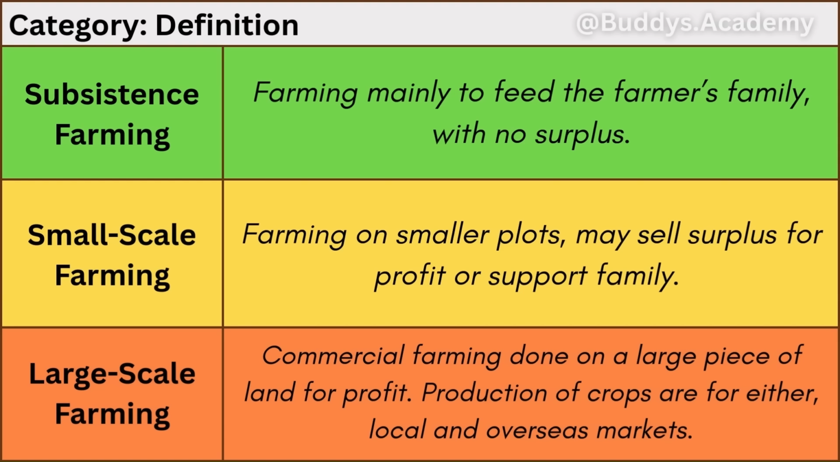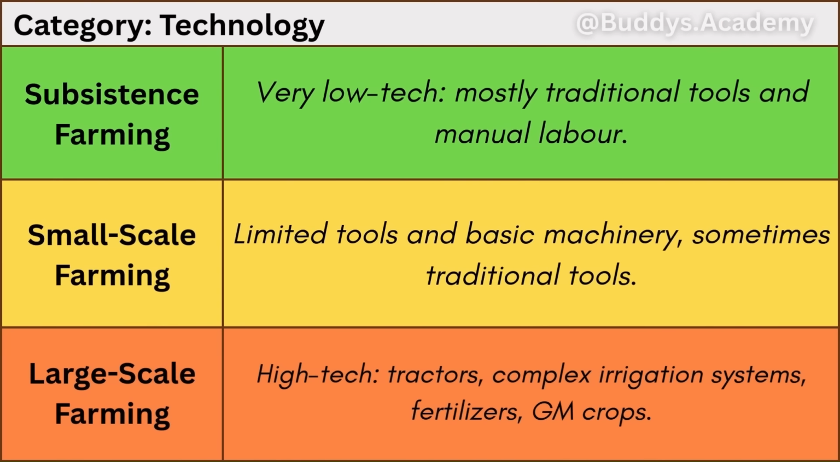And when we're looking at our large scale farming, we can see that this is commercial farming done on a large piece of land, obviously for profit. Now, this production of crops is either for your local or overseas markets, and again, it's going to be for a profit, as it is practiced on a commercial level.